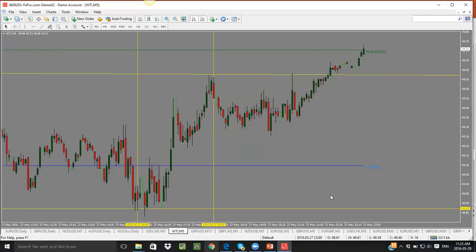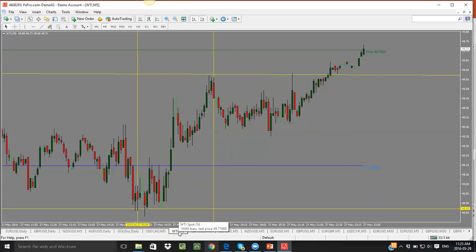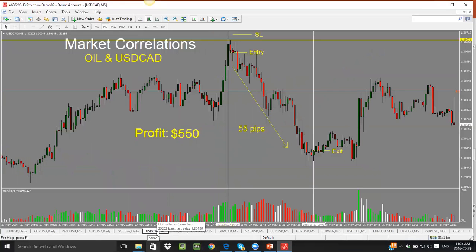So generally, oil will tend to move first. So we want to look at the commodity first and then the currency. When you start seeing that dollar CAD is running into trouble, switch over to your oil chart and see what it's doing. Or what you can do is keep an eye on oil, and when you see that it's starting to run into trouble, watch your dollar CAD chart, because oil will tend to move first and then your dollar CAD will move.